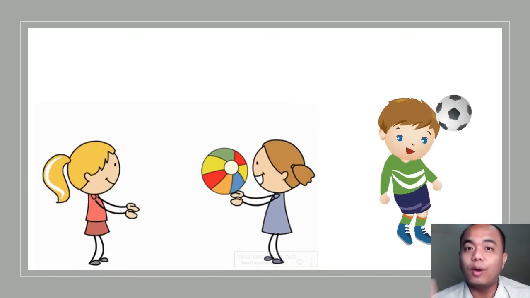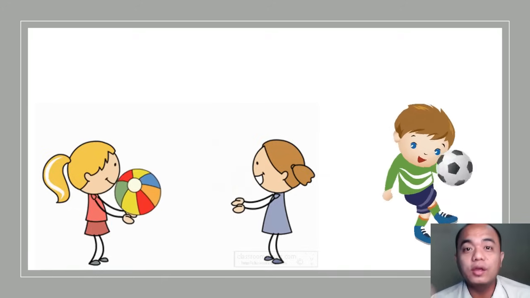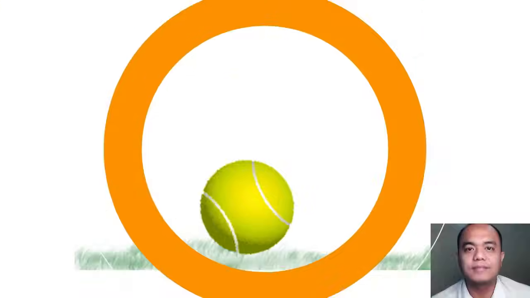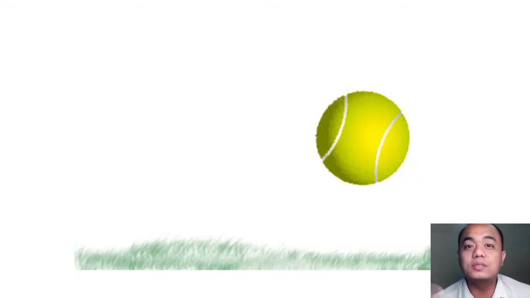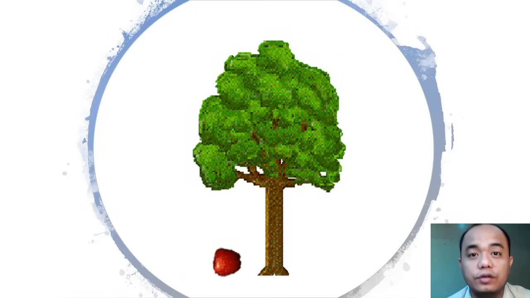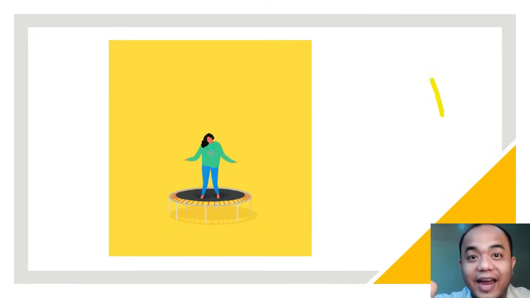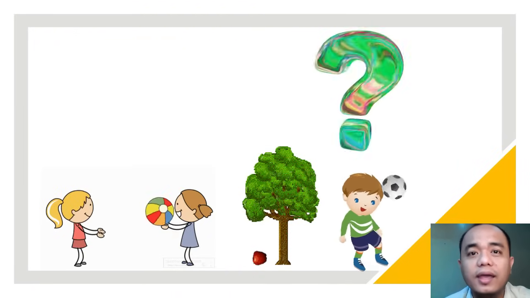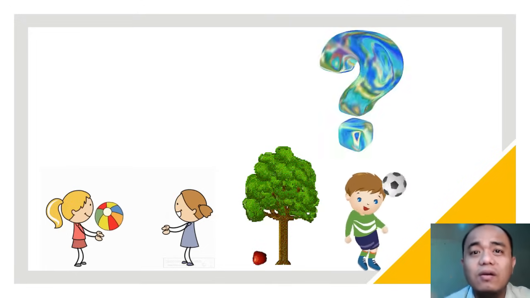Yes, you're right. When you throw a ball up into the air, the ball comes back to you eventually, or to the surface of the earth. Just like you see here on the screen, the ball will eventually go down to the ground. The same also happens to the fruit here on the tree. The fruit falls to the ground. The same also happens when you are jumping on the trampoline. Have you experienced it? You always go down, right? But the question is, why? Why does everything that goes up eventually go down?